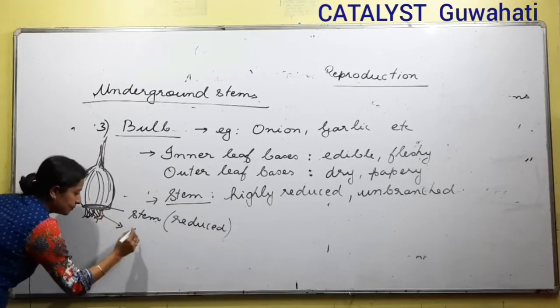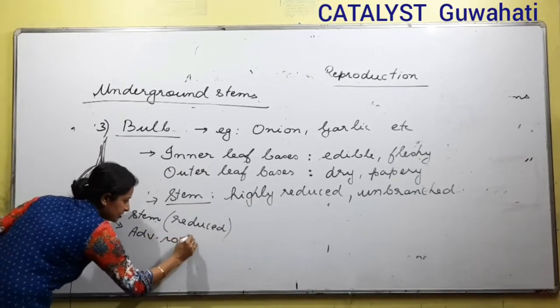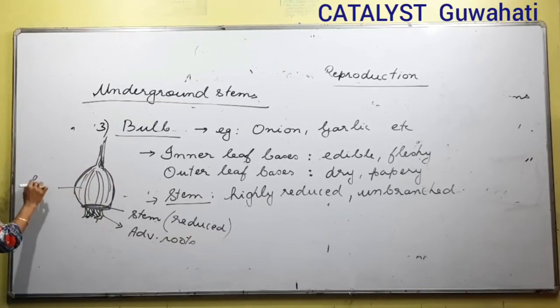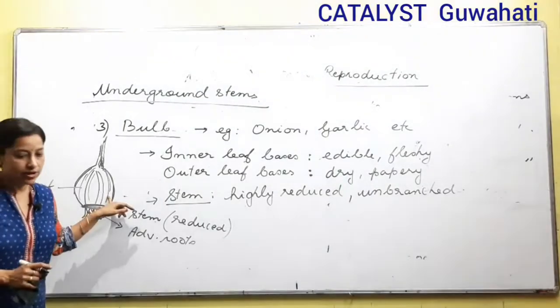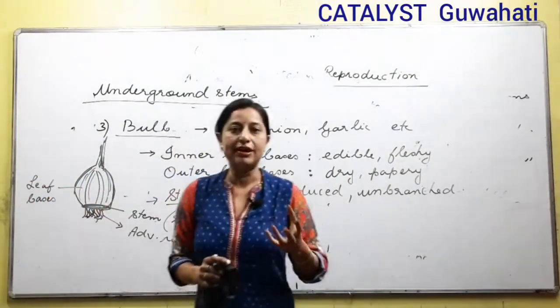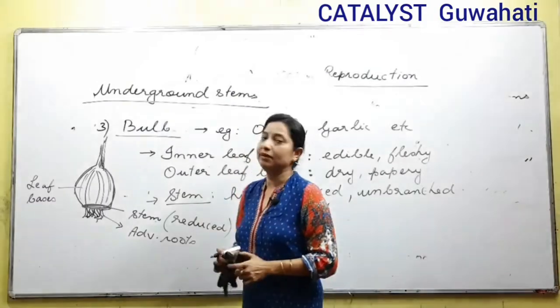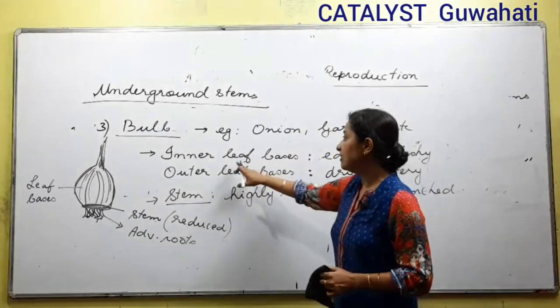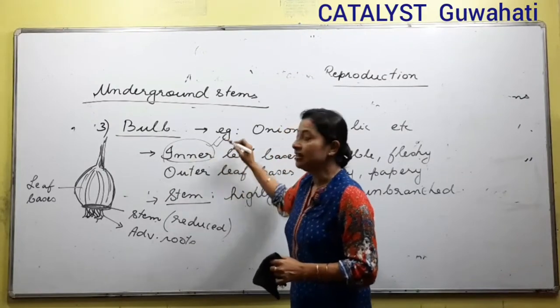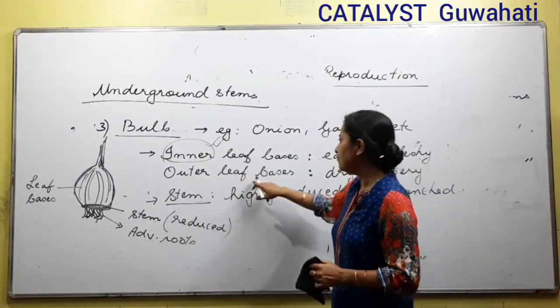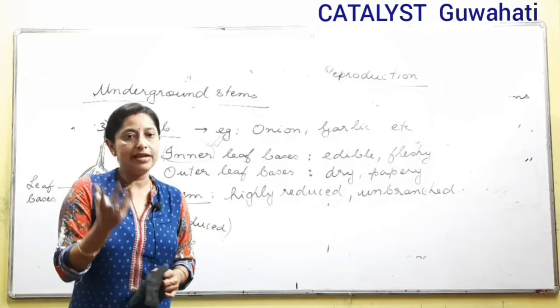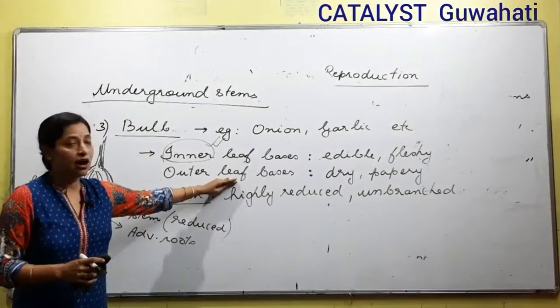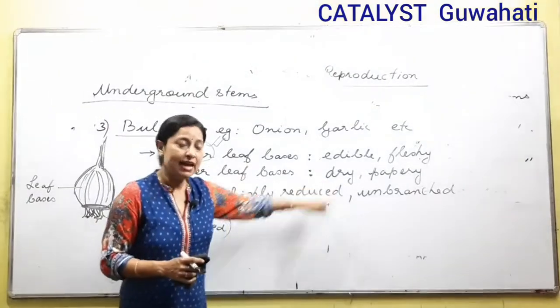These are adventitious roots and these are nothing but the leaf bases. So in case of onion, the portion that we eat as food is nothing but the leaf base. A question that is asked is, what is the edible part of onion? The edible part of onion is nothing but the leaf bases. To be more precise, we are talking about the inner leaf bases. Outer leaf base refers to the peel that we throw off, and that is dry and papery.